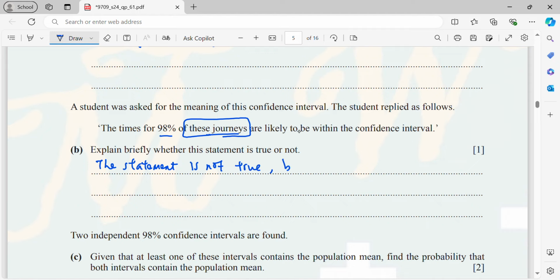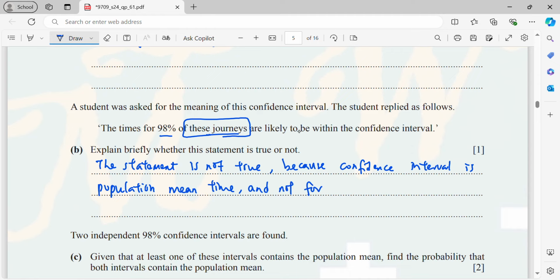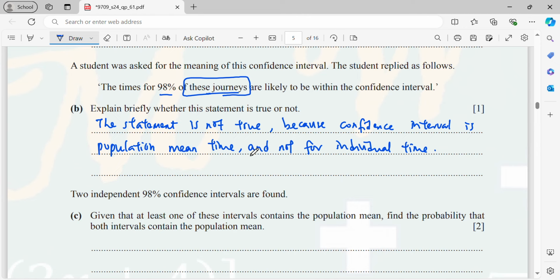The statement is not true because confidence interval is for population. It's not for the particular sample. The confidence interval is for population mean, and not for individual time, right? Or it's not for particular sample.